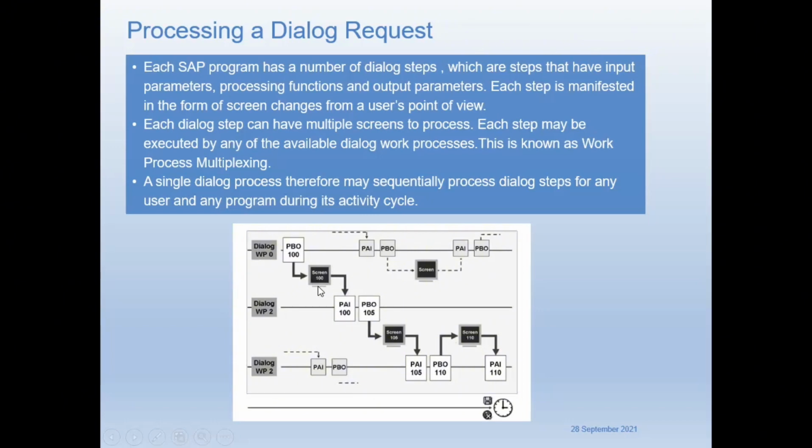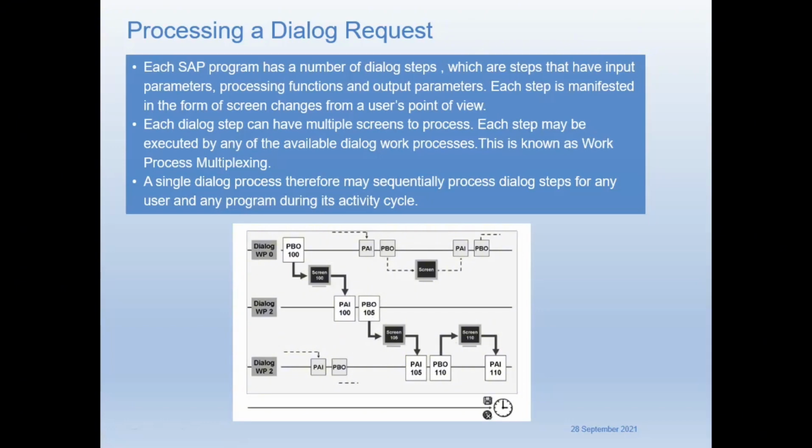That means in screen number 100, whatever values you have entered, username as Ramesh, password as something you entered, PAI logic will be executed. It collects all the values here. Dialog work process 2 will collect all the values the user has entered. Those values will be sent to the DB. Then in the database it will be stored and you will get a next screen, whether screen number 101, screen number 102, or screen number 103, it will be executed.